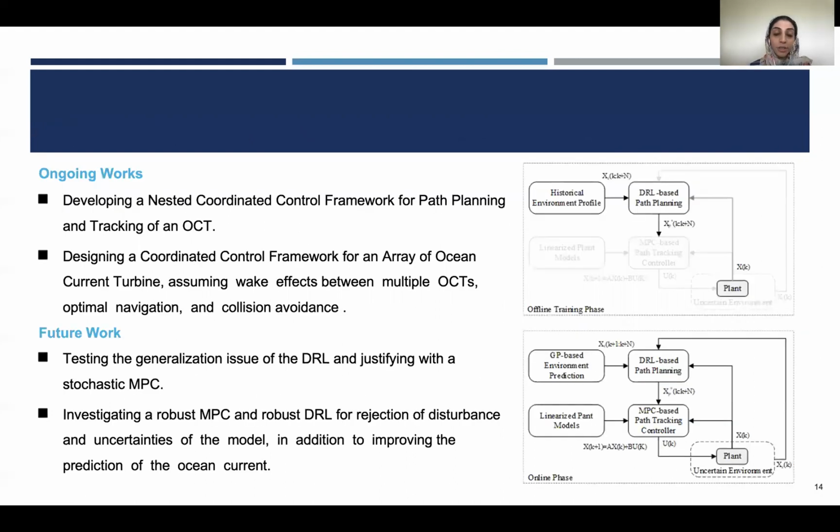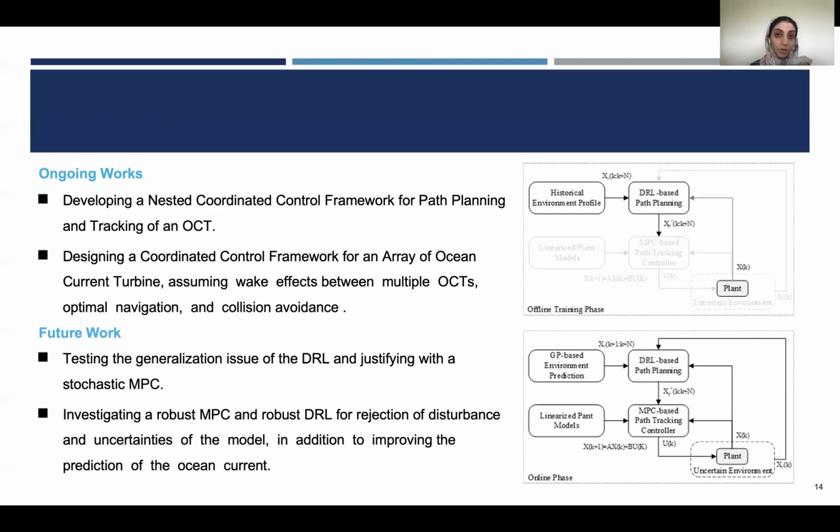Currently in our group, we are focusing on developing a nested coordinated control framework for path planning and path tracking. And you can see our representation of this in this figure. We are also working on designing a coordinated control framework for an array of ocean current turbines, assuming wake effects between multiple ocean current turbines, optimal navigation, and collision avoidance.